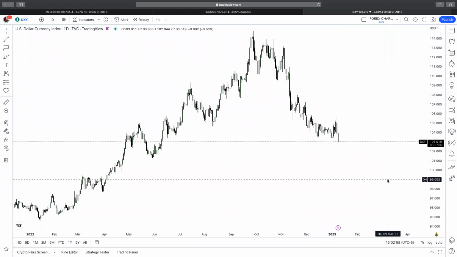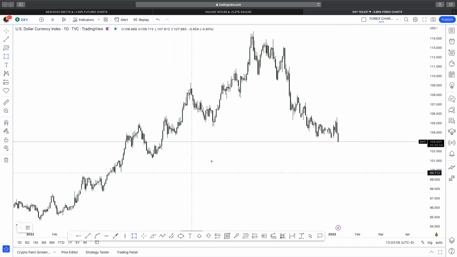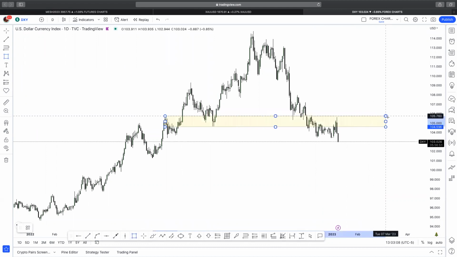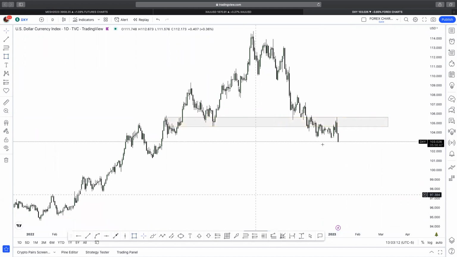I'm going to start with the DXY. We anticipated bearishness off of this key level here, which I traded into last week. What is this level? It is a BPR at this point.